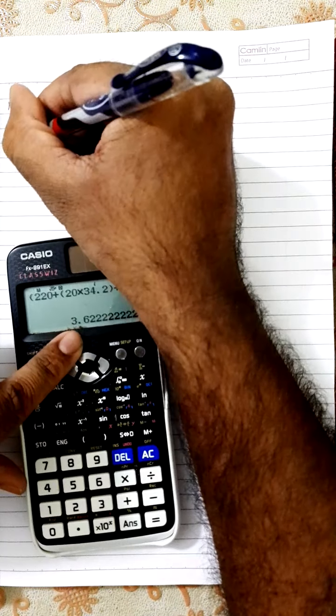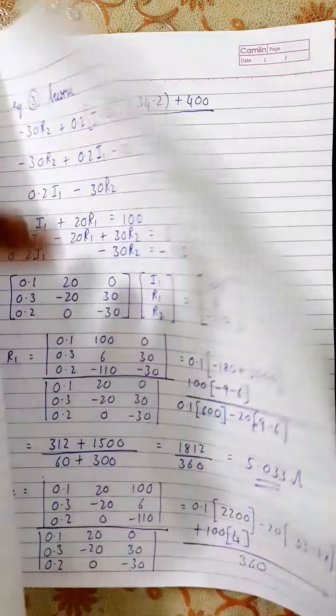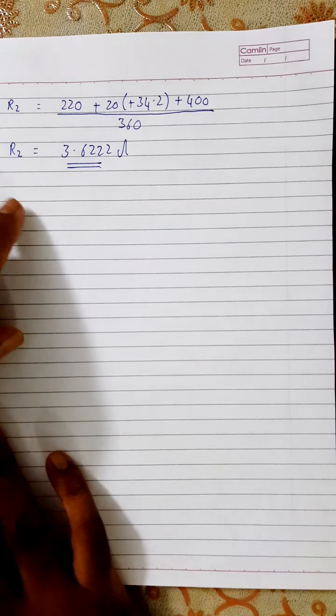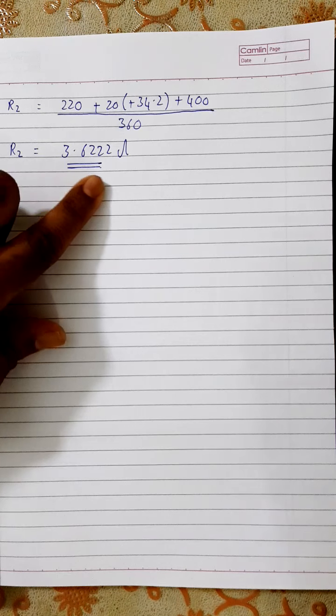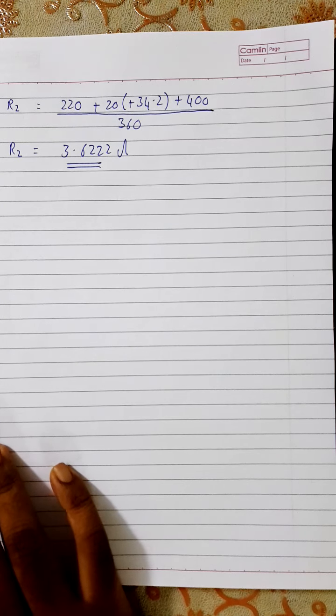So this is the value of R1 and R2, right? The value of R1 I got is 5.033 ohms, and the value of R2 is 3.622 ohms. Okay. So this is the answer I got. Please, if you are getting any other answer, please contact me.